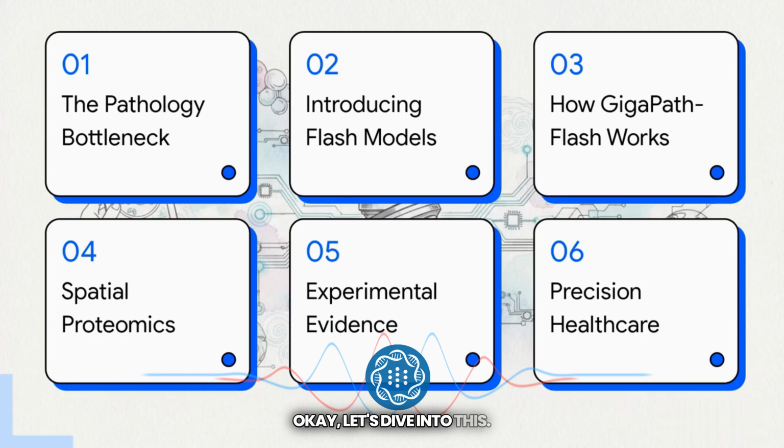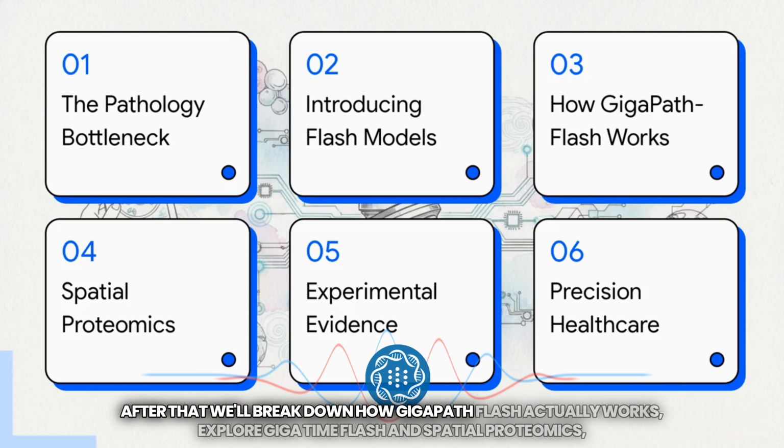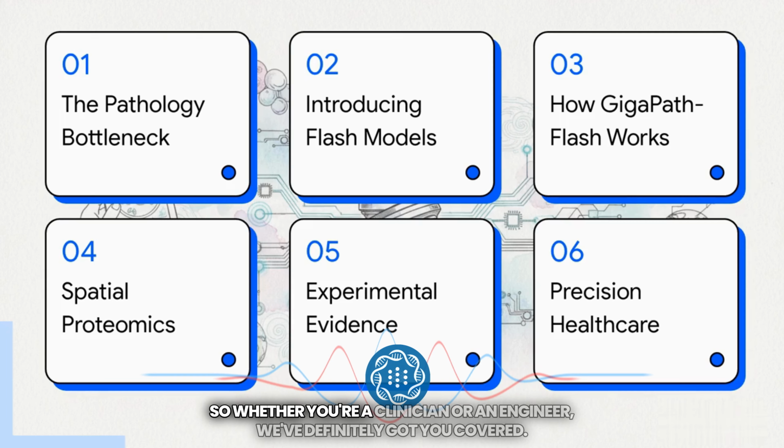Okay, let's dive into this. Here's our roadmap for today. First, we'll look at the clinical pathology bottleneck, then introduce the Flash models. After that, we'll break down how GigaPath-Flash actually works, explore GigaTIME-Flash and spatial proteomics, check out the experimental evidence, and finally wrap up with the impact on precision healthcare. So, whether you're a clinician or an engineer, we've definitely got you covered.